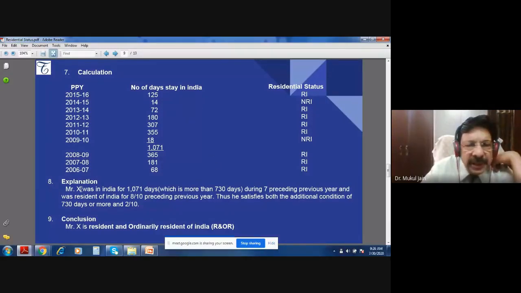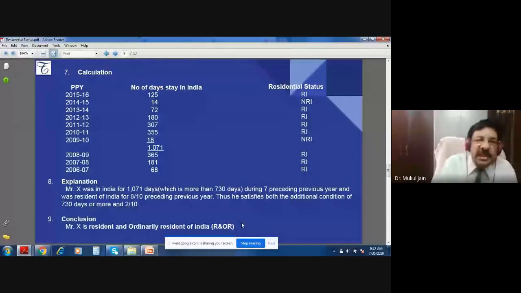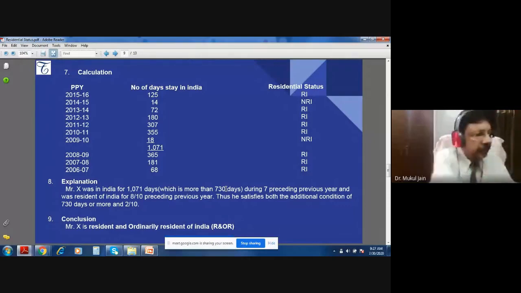So Mr. X was in India for 1071 days, which is more than 730 days during the 7 preceding years, and was resident in India for 8 out of 10 preceding previous years. Thus, he satisfies both the additional conditions. So the conclusion is Mr. X is resident and ordinarily resident of India, R and OR. Although he is a foreign citizen, from the taxation point of view we have to see whether he was resident and ordinarily resident, so as to decide what kind of taxation will be applicable to him.